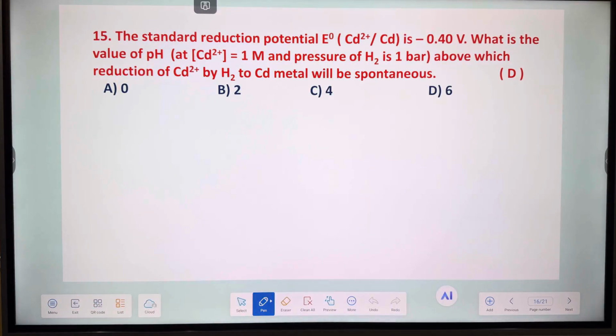Next one, the standard reduction potential of cadmium is given. What is the value of pH?